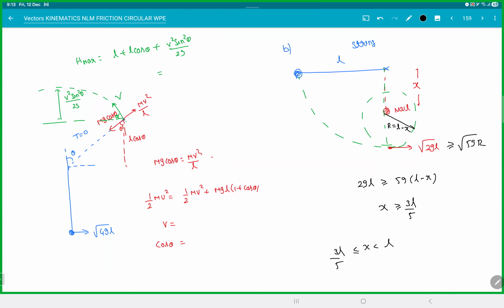When the pendulum comes to the lowest position, speed is root 2gL. So this root 2gL must be greater than root 5gr, where r is the radius of the circle. By shifting the nail's position, you're actually changing the radius of the circle. You're not changing the speed of the particle though. Is that clear, everyone?